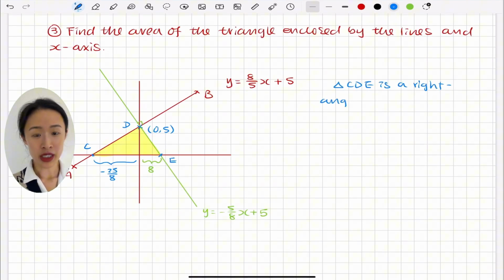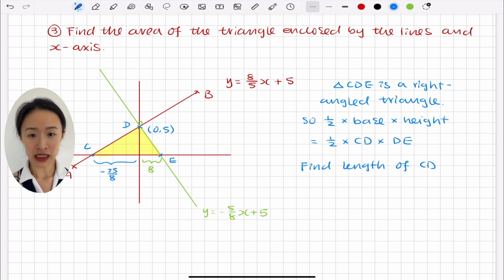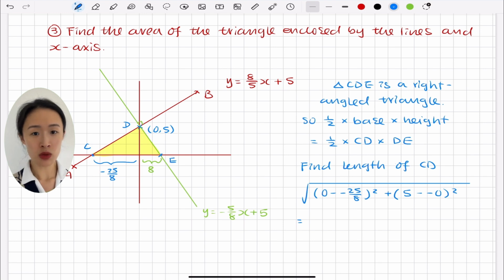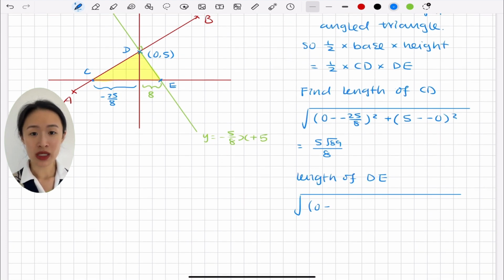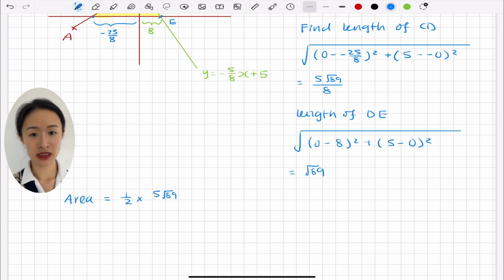CDE is a right angled triangle. I can do half of DE times CD because that is my base and height. So in order to work out the length of CD, we now have the coordinates of C and D. To work out that line segment, remember what we needed to do. We needed to use Pythagoras theorem. The length of CD isn't a nice number, but keep it in its exact form. Keep your square root. Don't round your number too early. Otherwise, we won't get an accurate answer in the end. And then using the same method, we can work out the length of DE. So what we needed to do is half DE times CD. So we can check that our final answer is the same as the first method, which is 445 over 16.